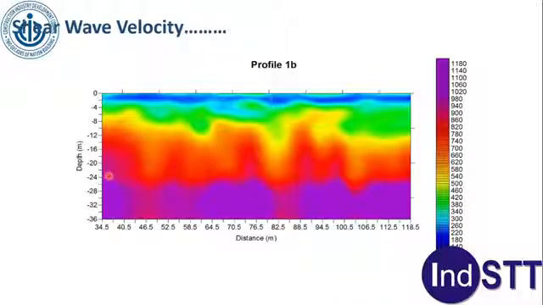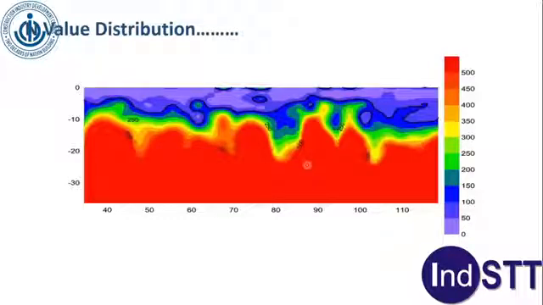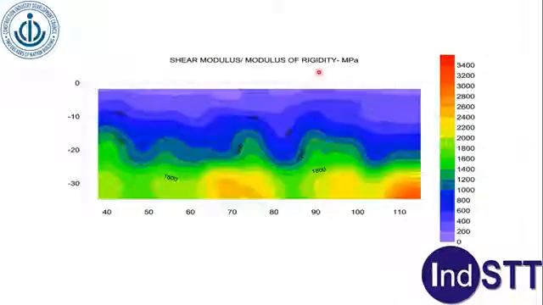You can of course then take these maps and convert them into site classification. So these are all site classifications. Then N value distribution, allowable bearing capacity, shear modulus or modulus of rigidity, but these are all based on empirical relationships. What you are measuring is shear wave velocity, VS.